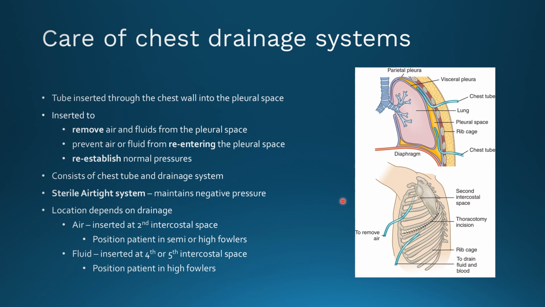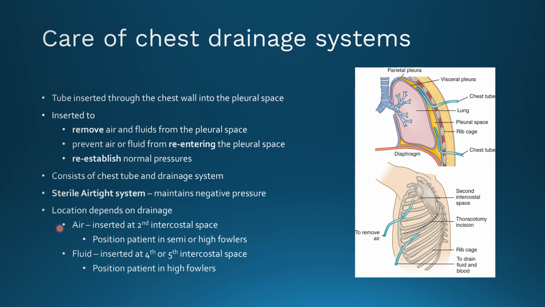The tube is inserted through the chest wall into this pleural space. The chest tube drainage system consists of a chest tube and the drainage system. There's two separate areas. It requires a sterile, airtight system to maintain the negative pressure. And the location of that chest tube depends on what we're expecting to have drain out of that pleural space.